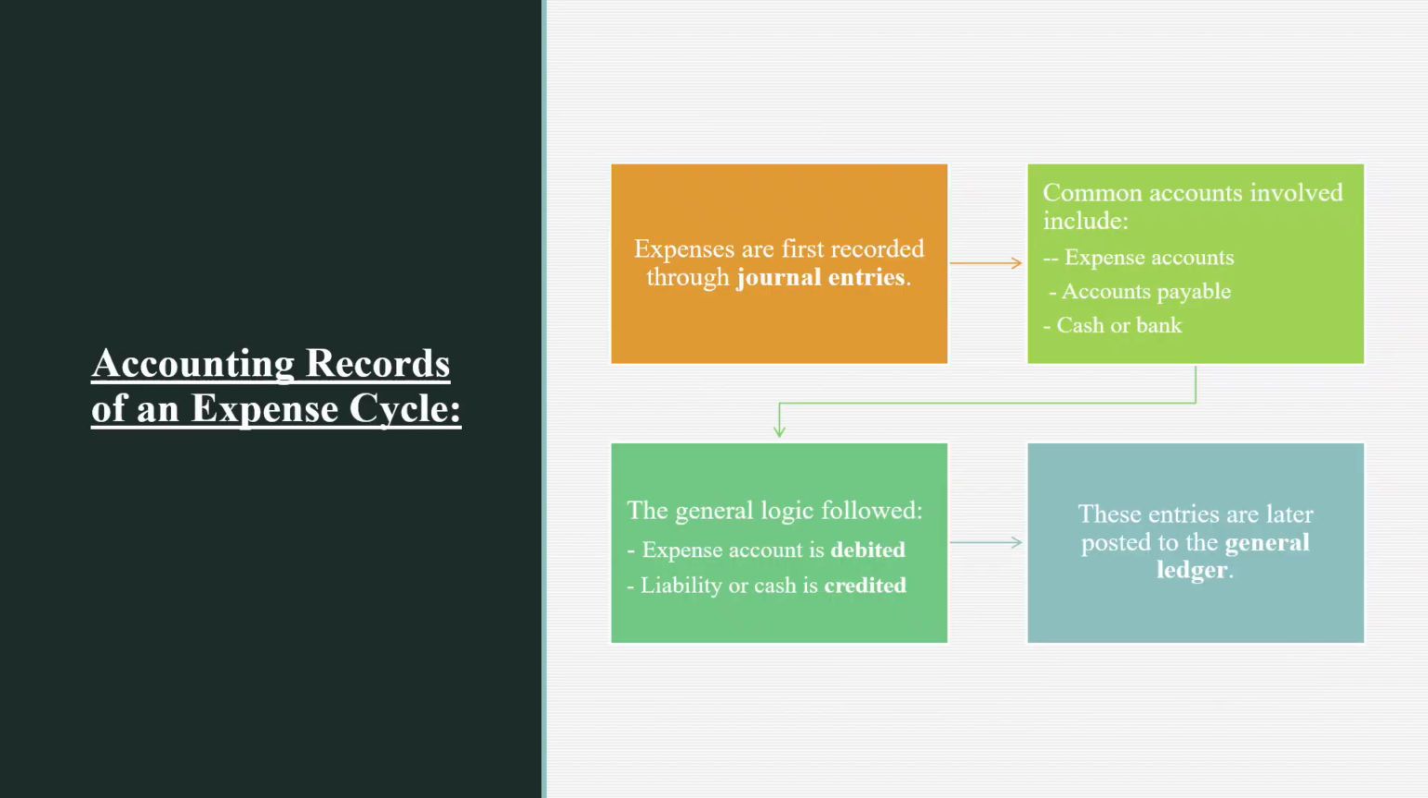From an accounting point of view, expenses are recorded using journal entries. Typically, the expense account is debited while accounts payable or cash is credited. These entries are posted to the general ledger and reflected in financial statements. Correct debit and credit treatment is essential for reliable reporting and audit compliance.